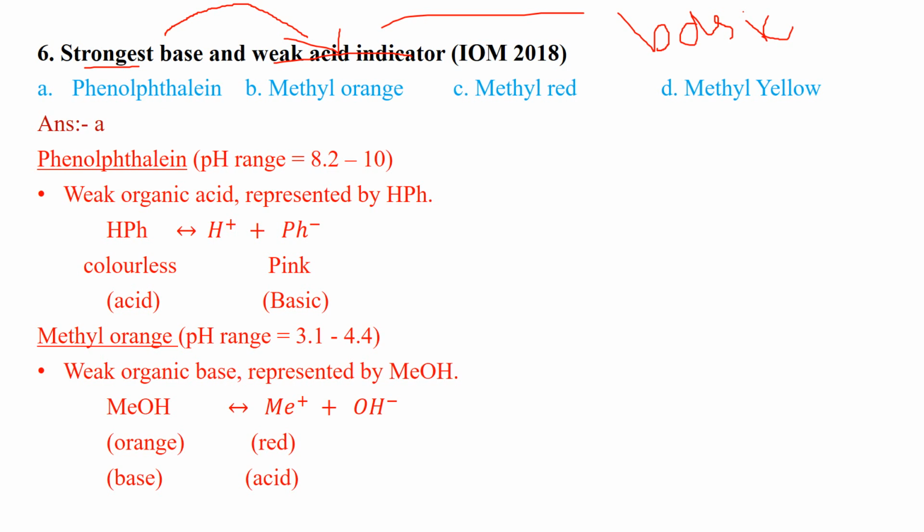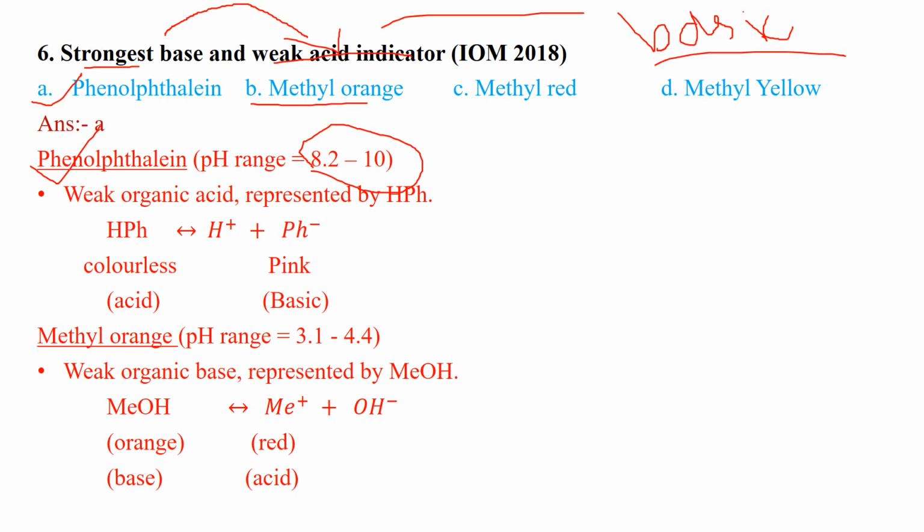In case of a basic salt or basic medium, phenolphthalein is used as the indicator. In case of an acidic medium, methyl orange is used as the indicator. Phenolphthalein has the pH range 8.2 to 10. It is the basic range of pH, so phenolphthalein is used in the basic medium, because the salt formed by the strong base and the weak acid will be basic in nature.